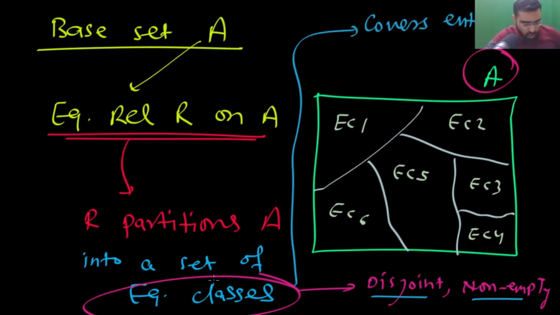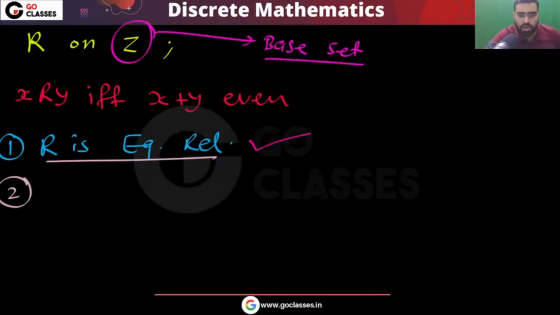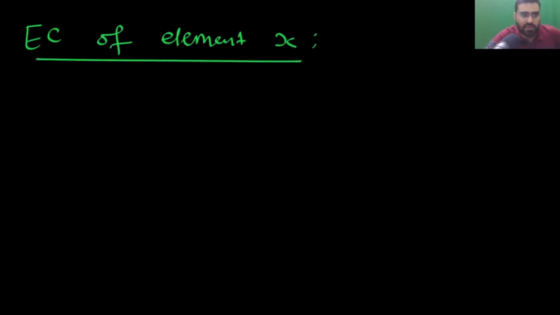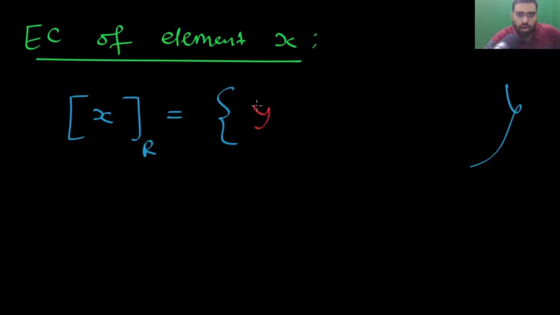Okay, so this is your properties of equivalence classes. I hope you understood. For example, how can you find the equivalence class of some element? If you want to find the equivalence class of element X, how can you do that? You can very easily find it. This is called the equivalence class of element X with respect to relation R. What will this be? This will be all the elements to which X is related. So Y such that X is related to Y.